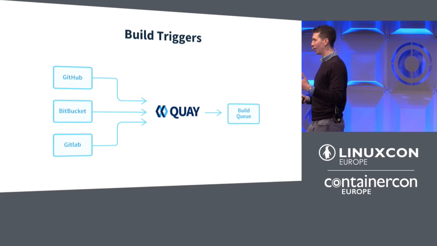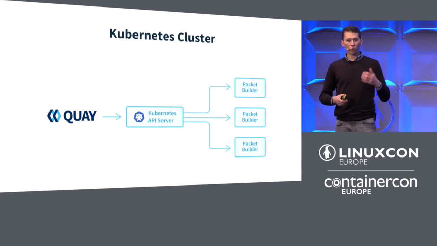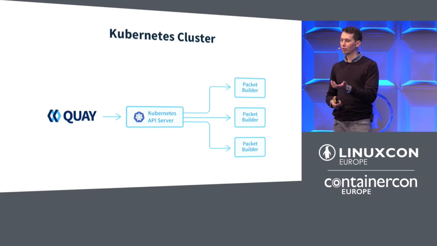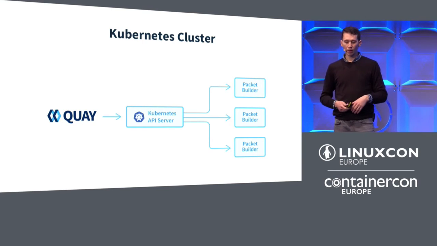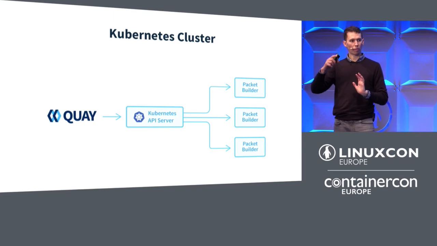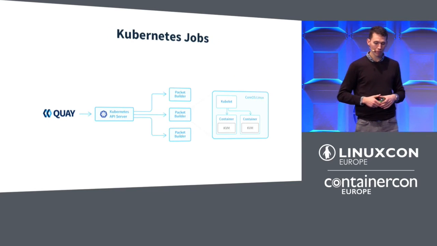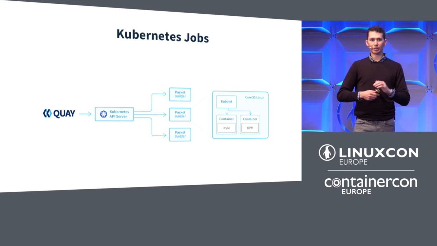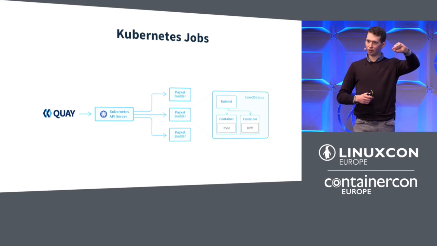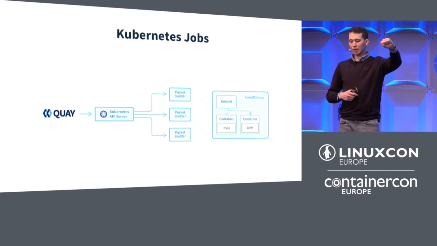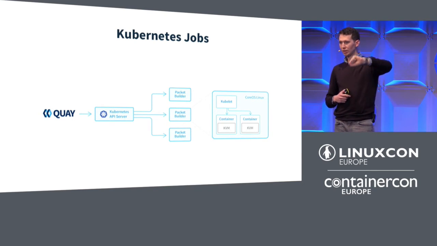So the new system looks like this. Everything comes in through Quay, gets into the build queue. Quay then talks to a Kubernetes cluster that we have running on bare metal servers on this provider called Packet. Those bare metal servers are members of this Kubernetes cluster. And then what happens is a very classic thing inside of Kubernetes, which is a container job, a one-time run-through container, it's called a job, gets scheduled to one of these machines and executed.